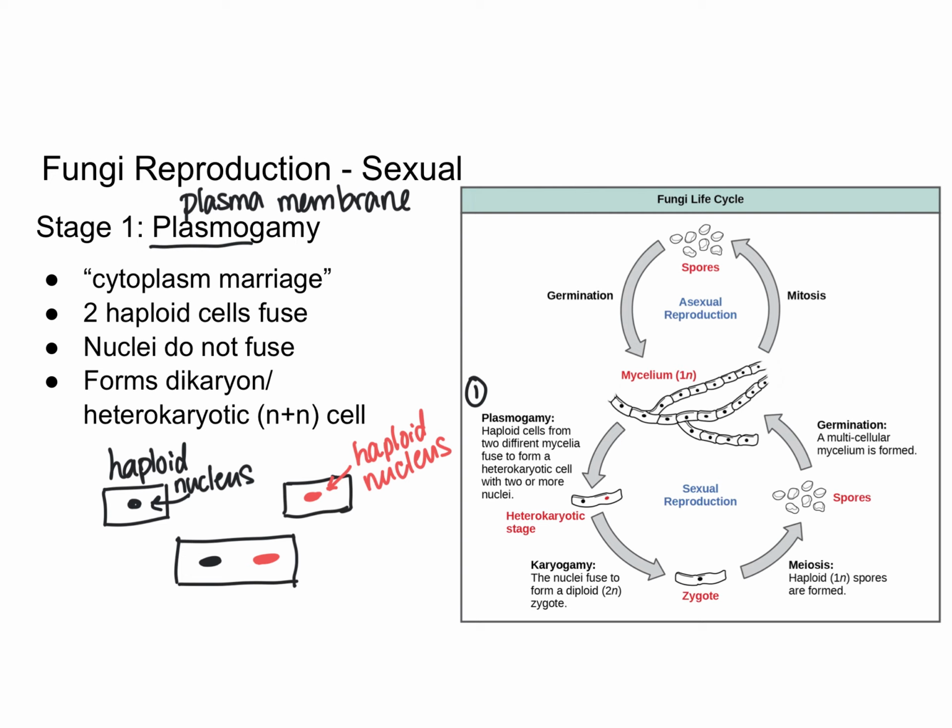And this is called a dikaryon. And di means 2, and this prefix of kary or karyo is related to nucleus. So essentially it means 2 nuclei. And remember that these nuclei are both haploid. So they only have one set of chromosomes each. This dikaryon can also be known as a heterokaryotic cell.